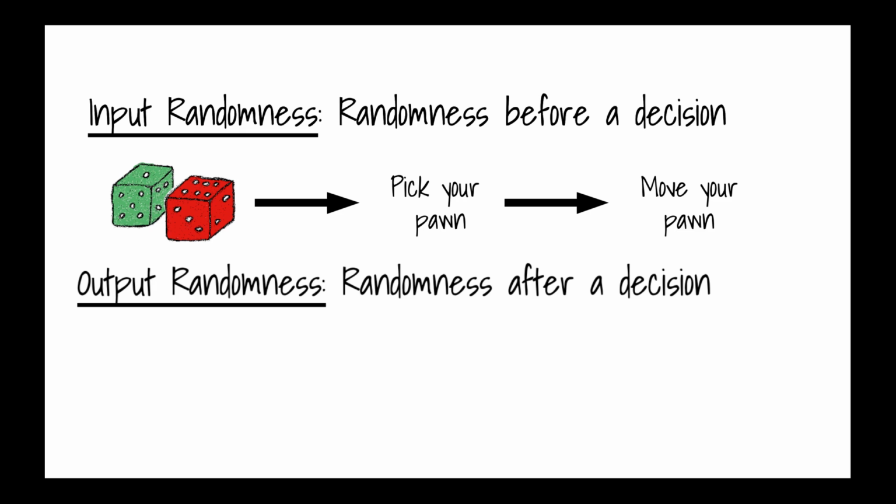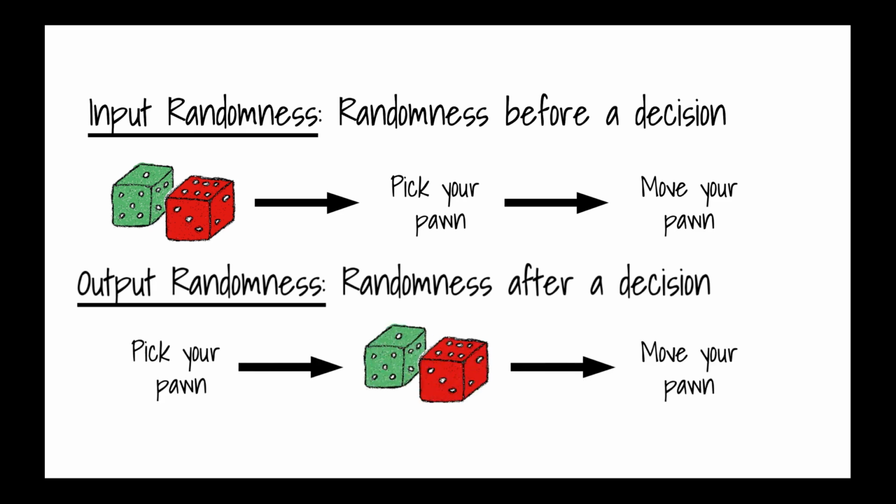Output randomness is randomness that happens after you make your decision. And usually this determines whether the action succeeds or not. You could do this in an alternate version of backgammon by picking which piece before you roll your dice, and then rolling the dice to see how far they move.